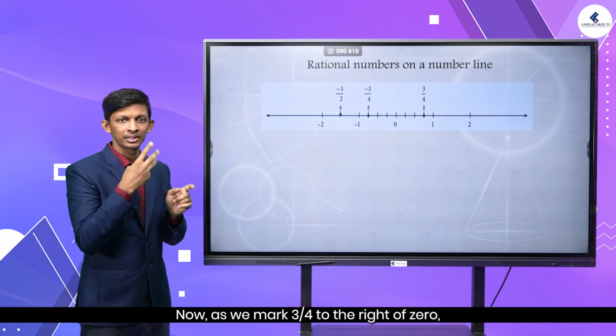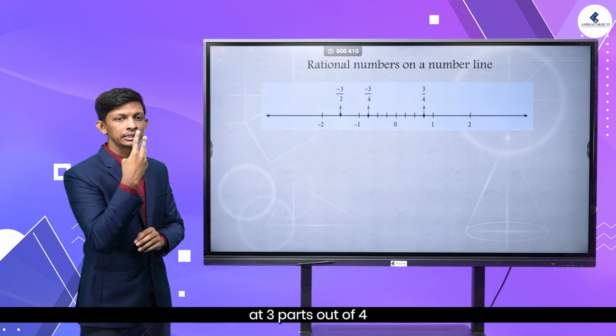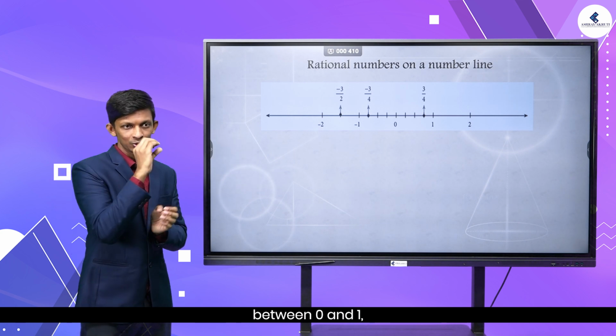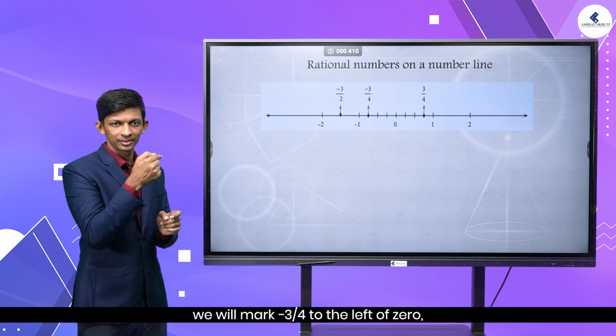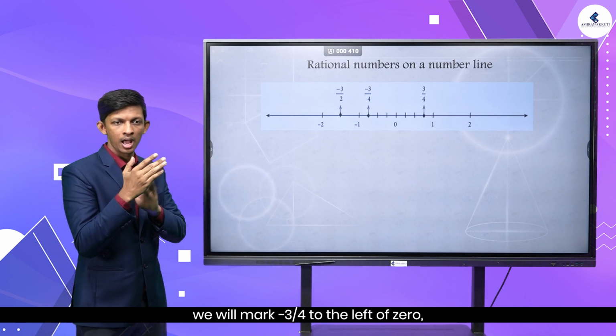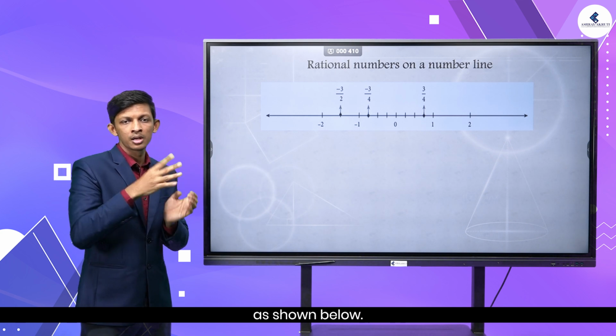Now, as we mark 3 by 4 to the right of 0 at 3 parts out of 4 between 0 and 1, the same way, we will mark minus 3 by 4 to the left of 0 at 3 parts out of 4 between 0 and minus 1 as shown below.